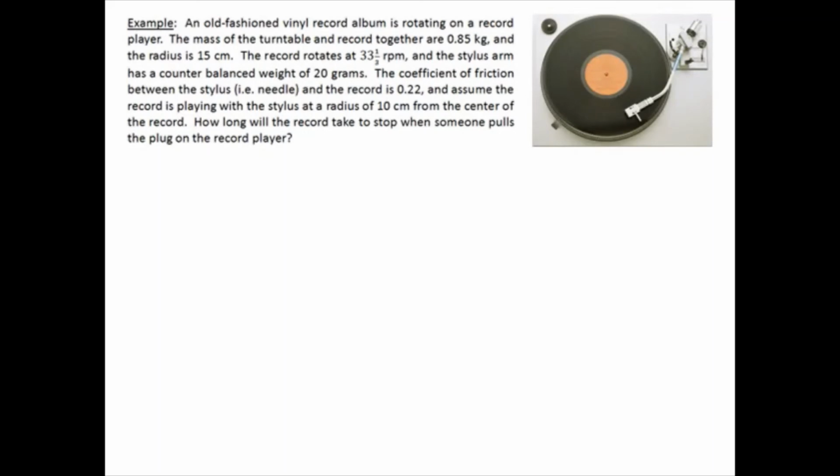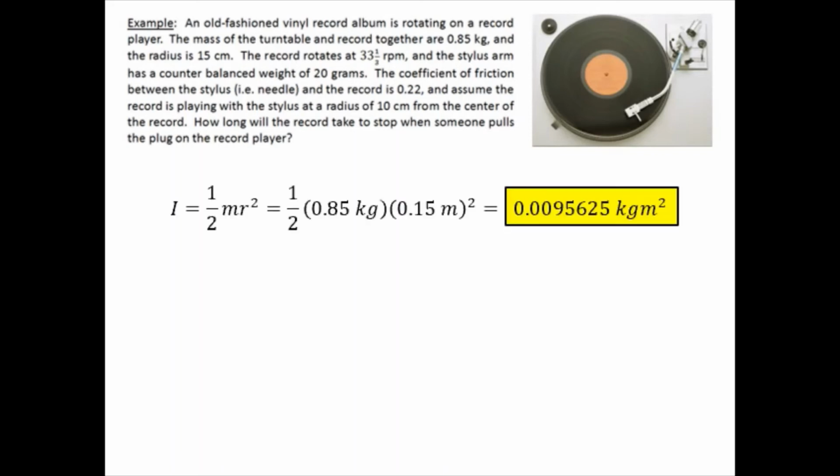We can continue along by now assuming the record and the turntable that it rests on are spinning together and that they're a disk. The rotational inertia of a disk, as we've talked about before, is 1/2 mr squared. And so we take 1/2 times the mass of the record and disk together times the radius squared. And again, that radius has to be the entire radius of the disk, which is our entire 15 centimeters in this case, the 15 centimeters up here.